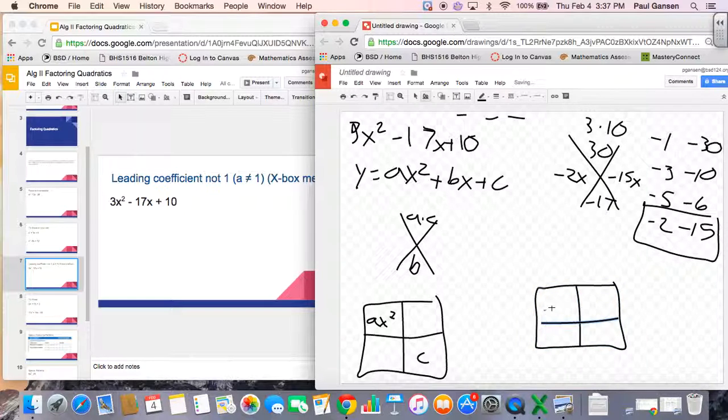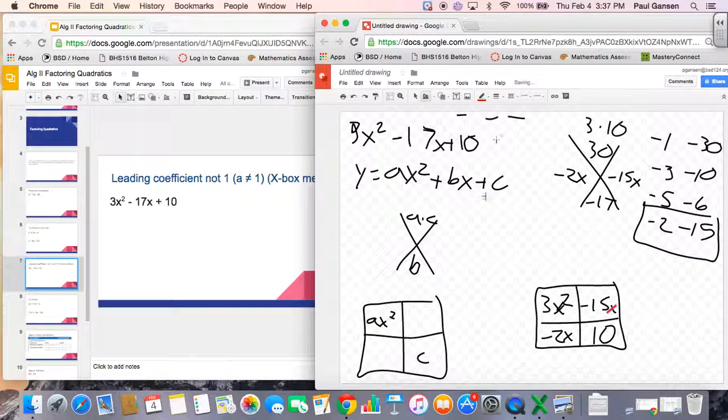Okay, so we're making our box. Ax squared, that's 3x squared, and my c value in this case is 10. And what goes in these boxes? Well, that's where we put our minus 2x and minus 15x. Minus 2x and minus 15x. Now, the nice thing about this is it does not matter what order you do that in.